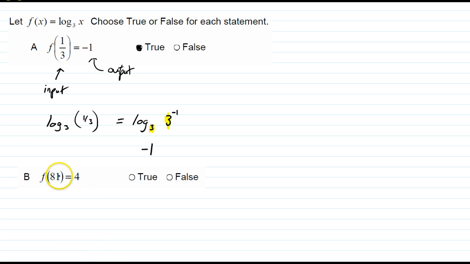Alright, let's look at the next one. Our input's going to be 81, so log base 3 of 81, and so we're going to rewrite the 81 with a base of 3, and 3 to the 4th equals 81. So again, I have the same base, and so this becomes 4, which is what we wanted it to be. So again, this is another true example.